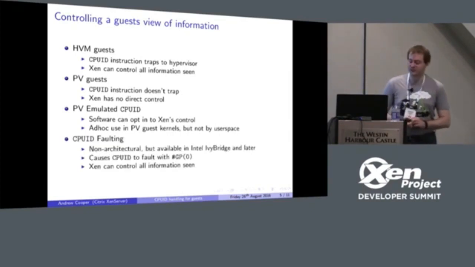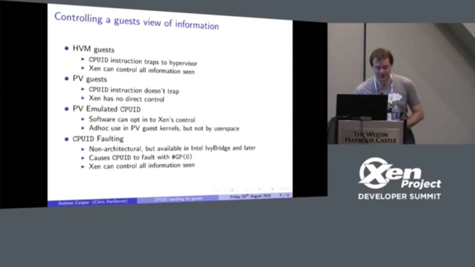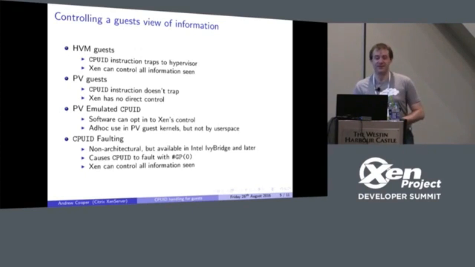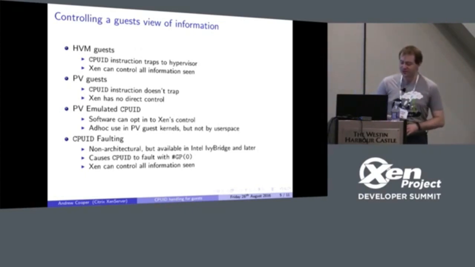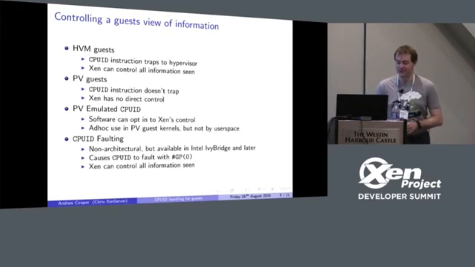Now, one option that was a little bit great that came in Ivy Bridge processors is called CPUID faulting, where Xen can force execution of CPUID to cause a GP fault. This is great, but it's non-architectural and not guaranteed to ever stay with us. And yeah, it would be lovely if that changed. In this case, that starts behaving exactly like HVM guests, which is very useful for us.